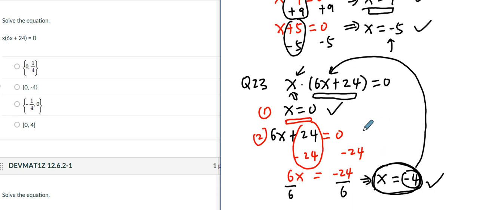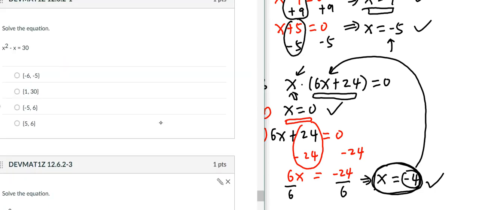So you end up with two solutions. One is x is 0. Another is x equals negative 24. And that will be our second choice here: 0, negative 24.